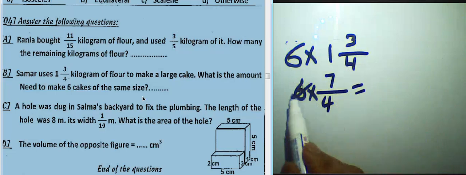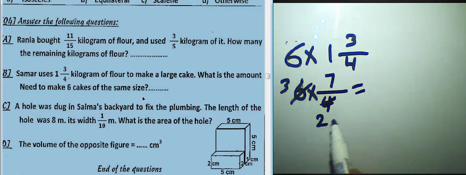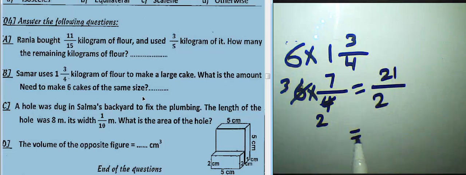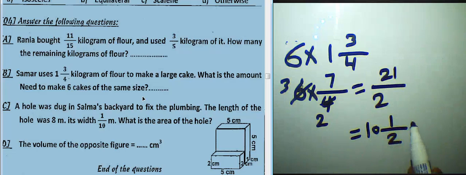6 divided by 2 equals 3. 4 divided by 2 equals 2. 3 times 7 equals 21. 21 divided by 2. You can write 2 in the numerator. 2 divided by 2 equals 1. 1 divided by 2 equals 0, and the remainder 1. And the result will be 10.5 kilograms.